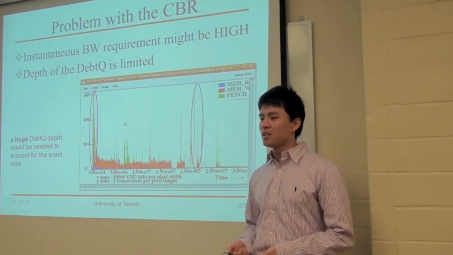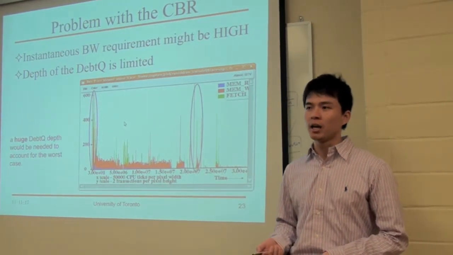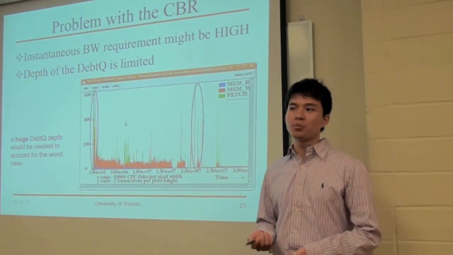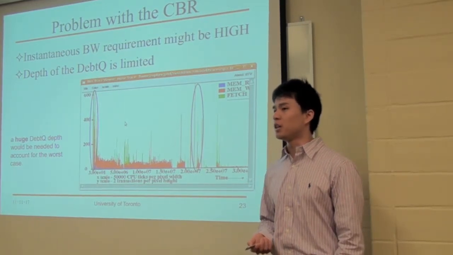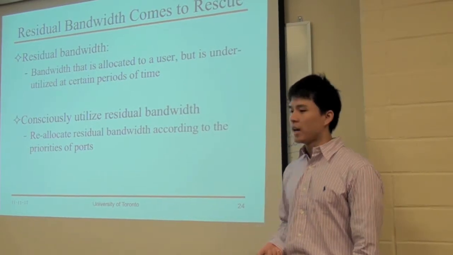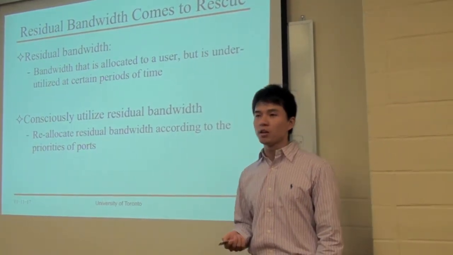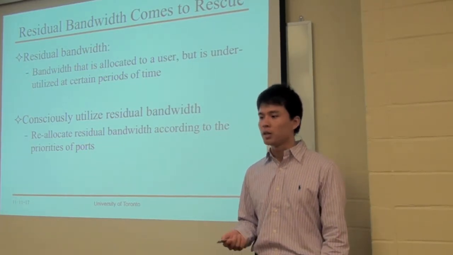So this picture shows the bandwidth requirement of a CPU cache over time. It will be very impractical for the CBR to provide minimum bandwidth guarantee for such type of applications. Okay, so fortunately, we can use the Restive bandwidth to help reduce the requirement for the CBR mechanism.